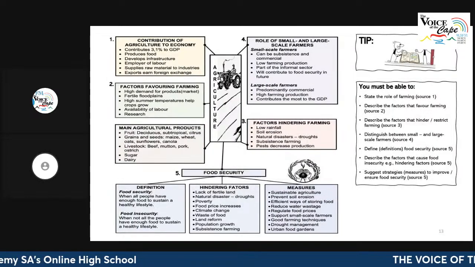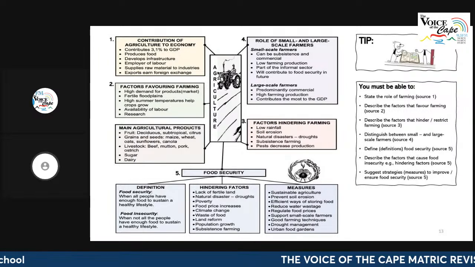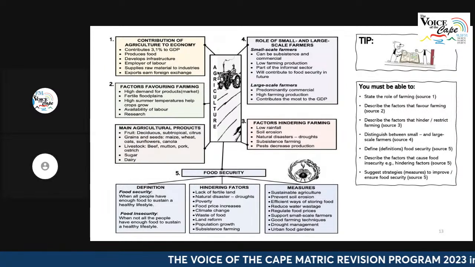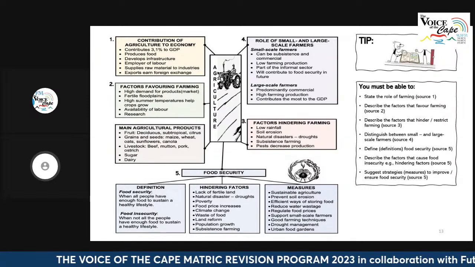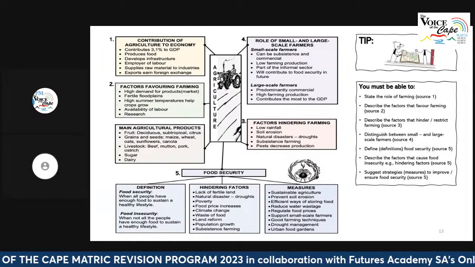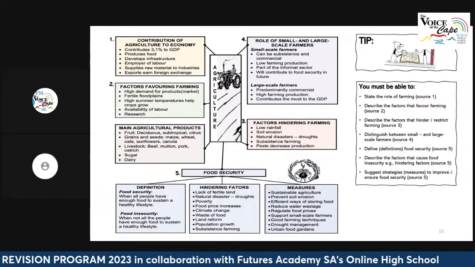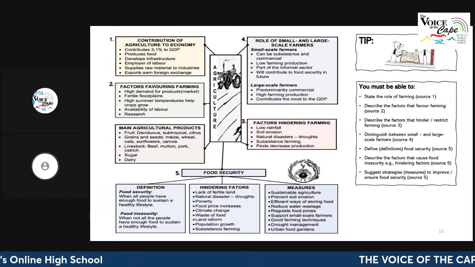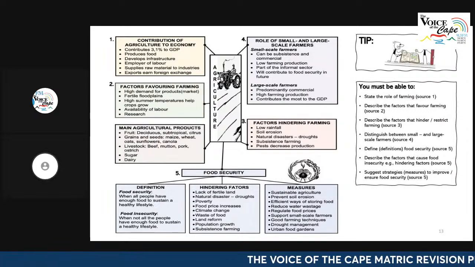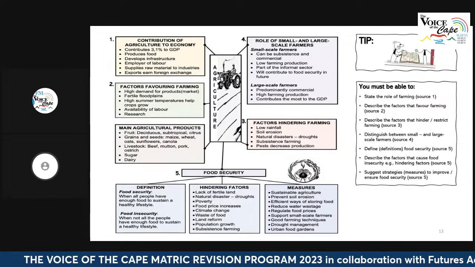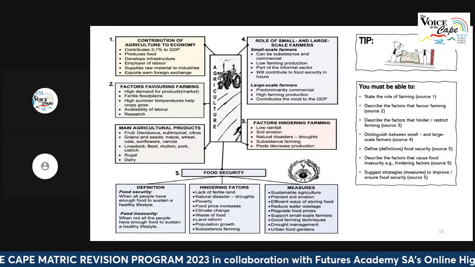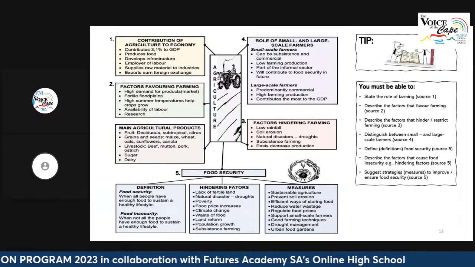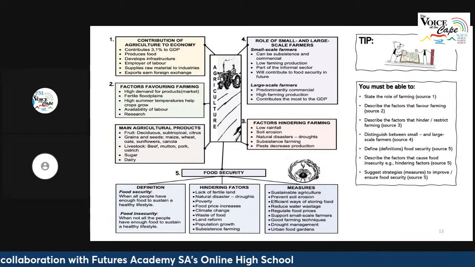When we look at agriculture, we need to know what contributes to the agriculture of South Africa in terms of its economic value. So, how much of it does it actually pay or contribute towards the economy? Remember, it contributes a very small section. Then we need to know what factors favor farming, what factors hinder farming, what are the main agricultural products, and what is the role of a small scale farmer and a large scale farmer. If we know this particular little block, we are 100% okay with agriculture.